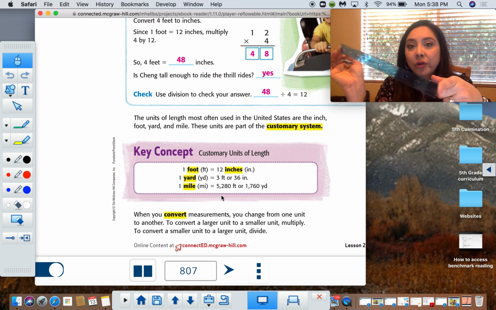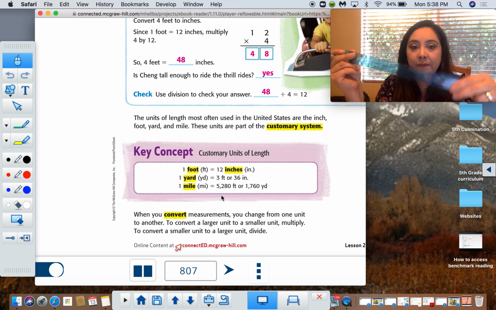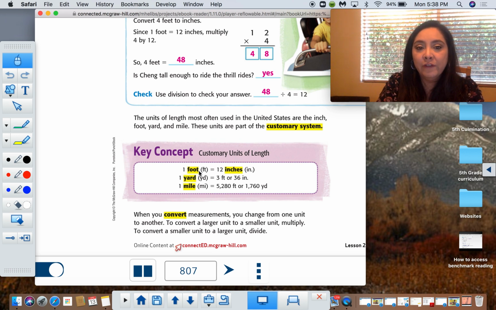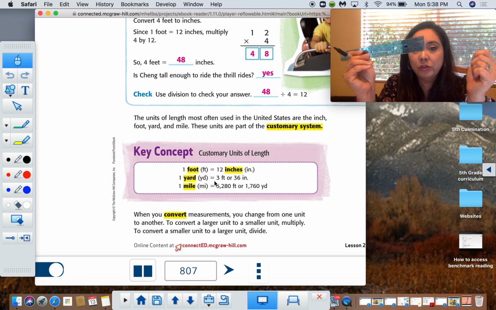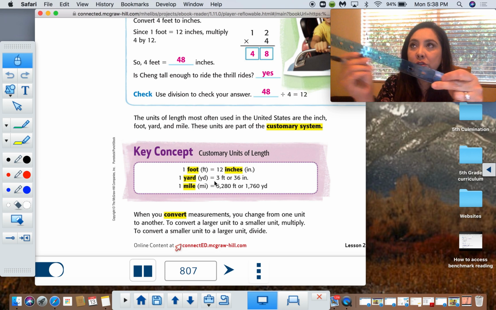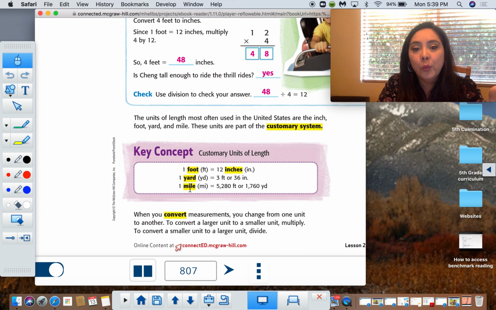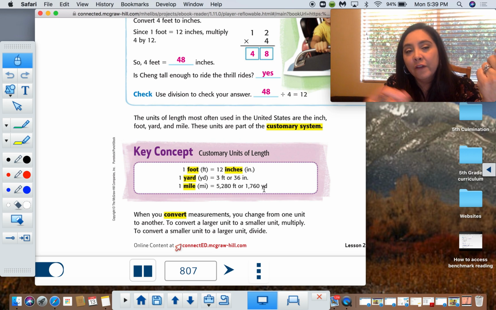So we know that 1 ruler is equal to 1 foot. And we know that there's 12 inches in a foot. So if we look at our math page here, 1 foot, or the abbreviation is FT, is equal to 12 inches. And I know that 1 yard is equal to 3 feet. There's also 12 inches in a foot, so 12 times 3 is 36. So there's 36 inches in a yard. 1 mile is equal to 5,280 feet, or 1,760 yards.